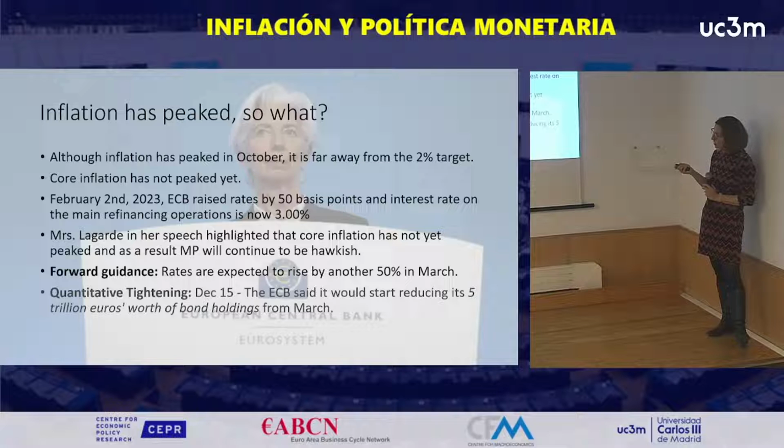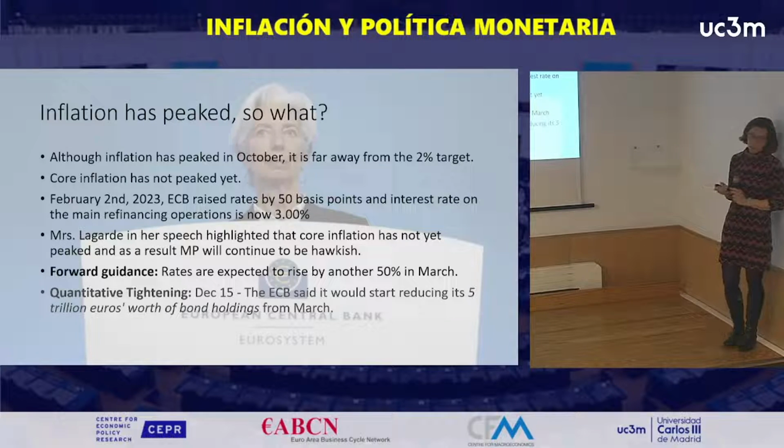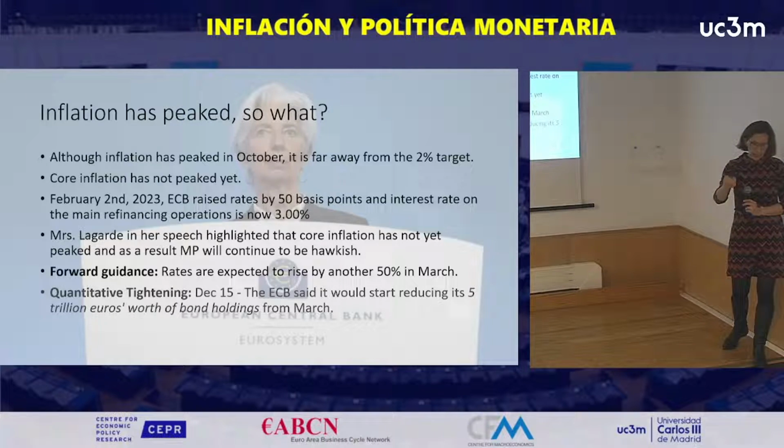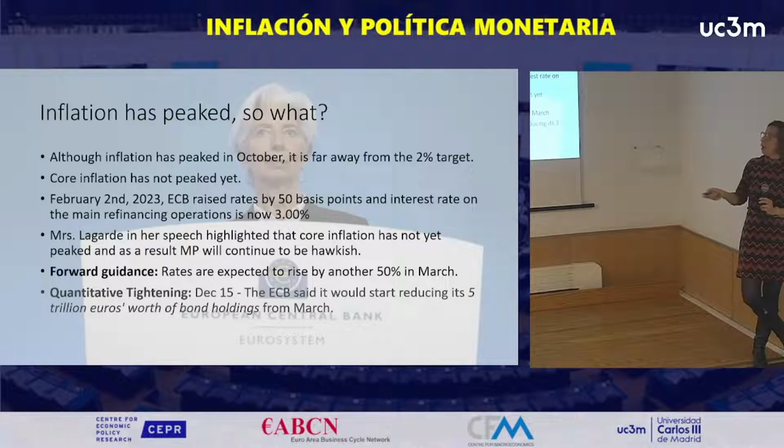On February 2nd of 2023, we saw the ECB increase its interest rate by 50 basis points. And Lagarde already said that we are going to have another increase in March. In a few days, in 1 week, I think, we're going to have another increase of 50 basis points as well. How do we call that, if in February she says that in March there's going to be another increase? It's what we call forward guidance.